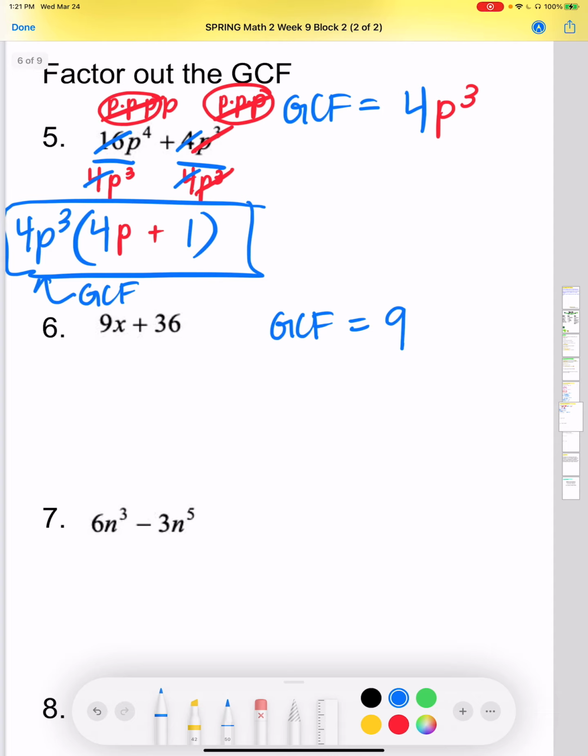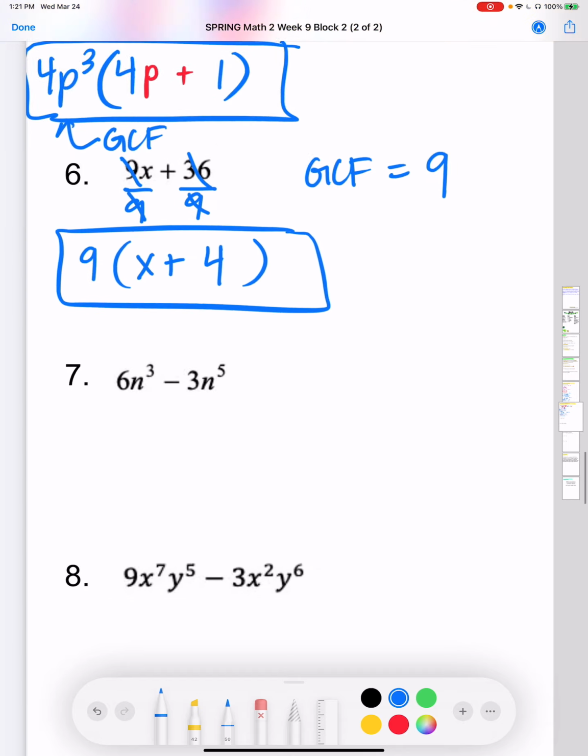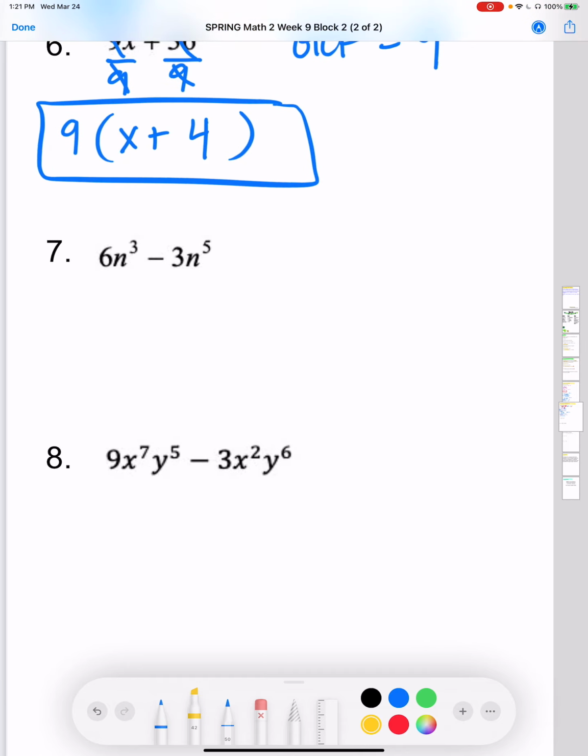So I'm going to go ahead and do the same thing. Divide by your greatest common factor. Write what you're left with in parentheses. So 9 divided by 9 is gone. It's just 1. Bring down your x. Plus 36 divided by 9 is 4. So bring that 4 down. Your GCF goes on the outside. So you're done with number 6. That one was pretty easy. It's a little easier when you don't have to factor out a variable. For number 7, you do. So if you look at that, you actually have the same variable.